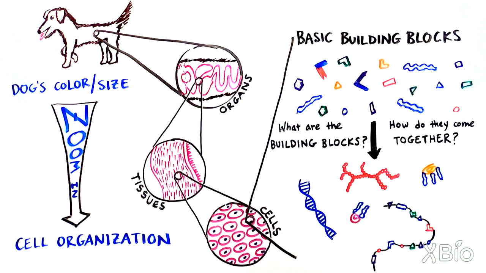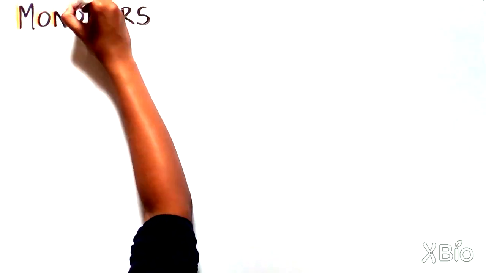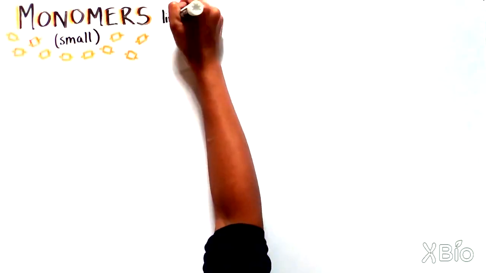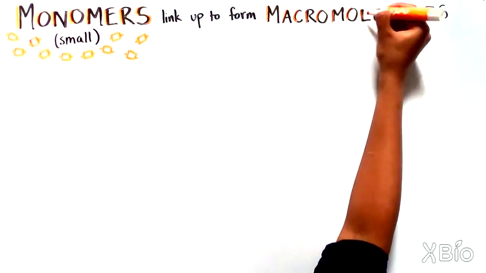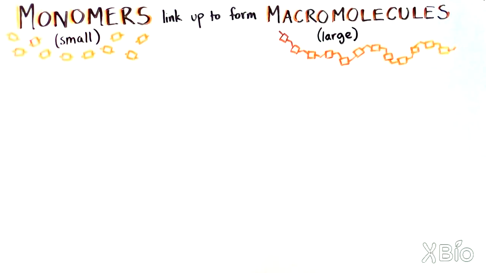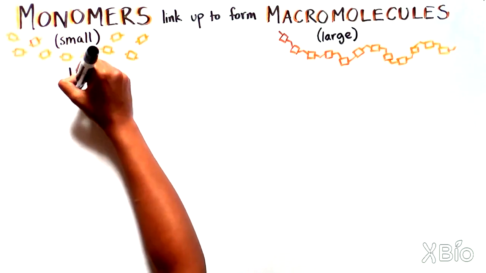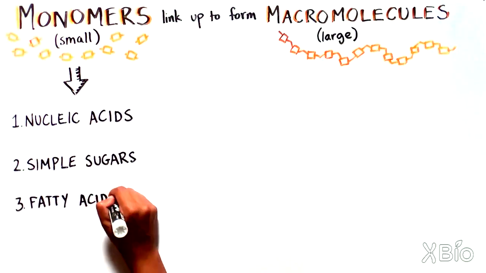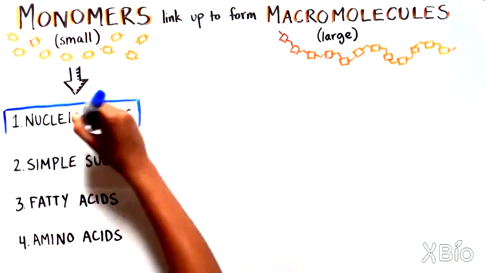Let's start small with what are referred to as small molecules or monomers. These have important functions on their own, but can also link up like Lego pieces to form large or macromolecules. There are four main categories of small molecules: nucleic acids, simple sugars such as glucose, fatty acids, and amino acids.